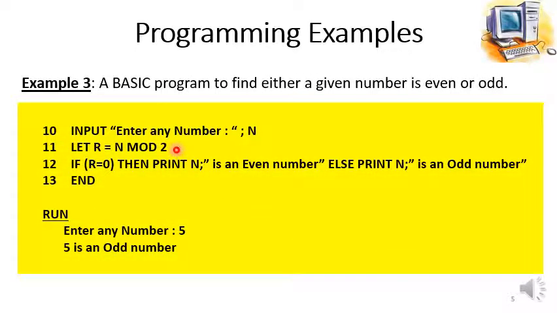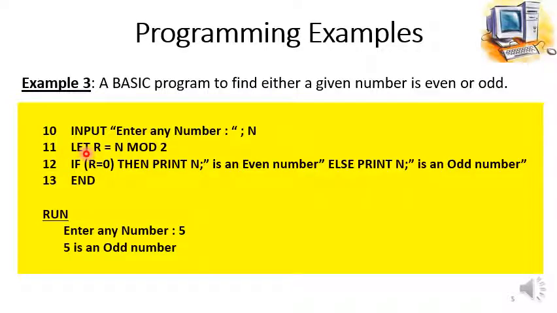The third example is a basic program to find whether a given number is even or odd. So here we have to check a condition whether the given number is an even number or an odd number. It's a conditional program in which we will be using the if then else statement. First of all, we are going to write an input statement to input any number.